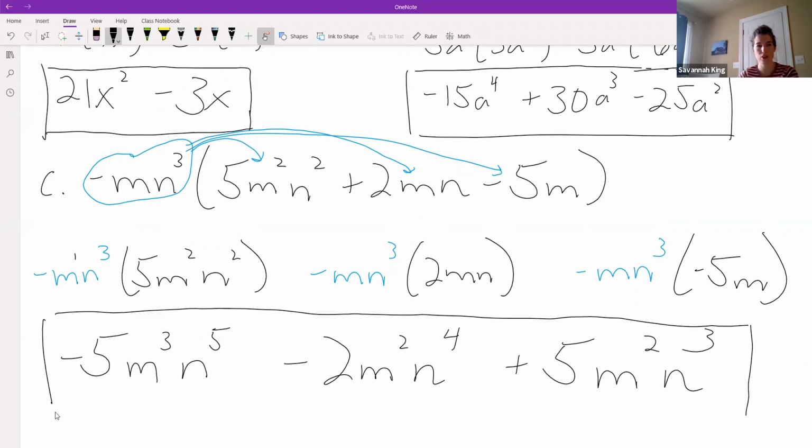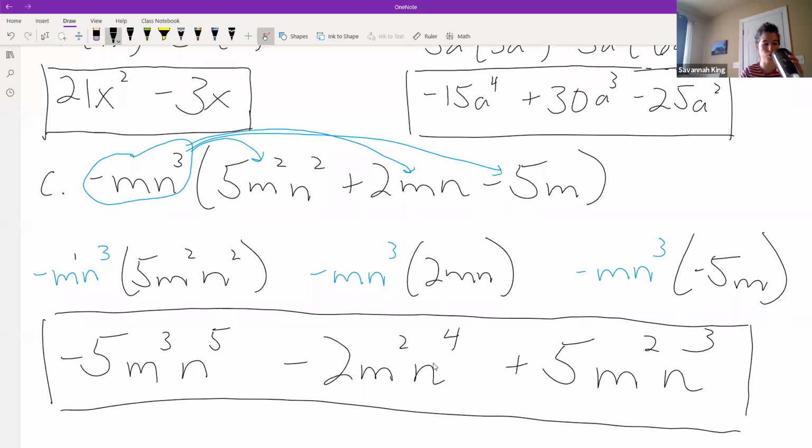These things get longer and longer, but that whole thing that I've boxed in, that is your answer. That's your new polynomial. Okay, if that wasn't fun enough, now we have to move to the point where we can multiply any two polynomials, meaning the first one doesn't have to be a monomial.